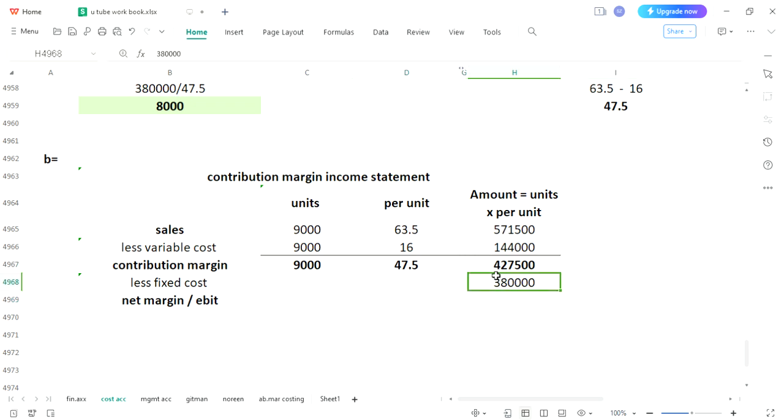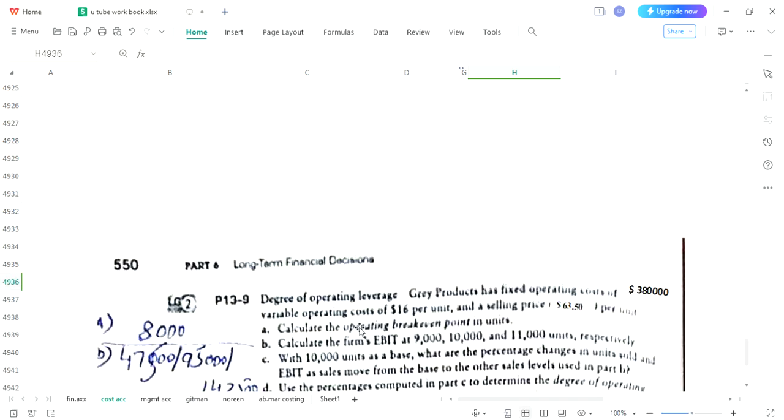It's time to calculate our net margin, which is difference between fixed cost and contribution margin. Your contribution margin, look over here, 427,500, and you need to subtract 3,80,000 from contribution margin. We have got our net margin for number of unit we have manufactured, 9,000. So 47,500 is your earning before interest and tax for 9,000.